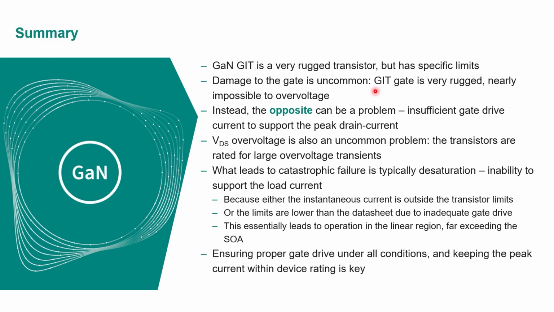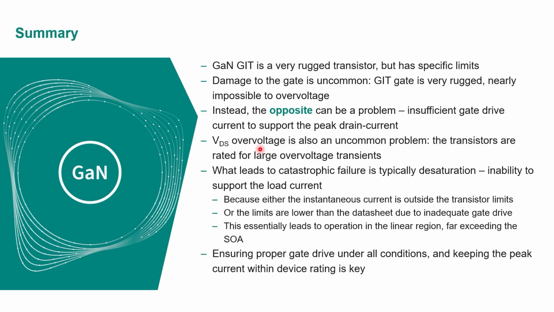And the GIT gate is also extremely rugged. Because it's a self-clamping gate, you can't overvoltage the gate. It's impossible to overdrive it, unless you exceed the current rating in driving it. But in fact, the opposite is often the problem. Insufficient gate drive is the number one reason, in my opinion, why we see failures with GaN, is that it's not driven hard enough to support the current that's being demanded in the application.